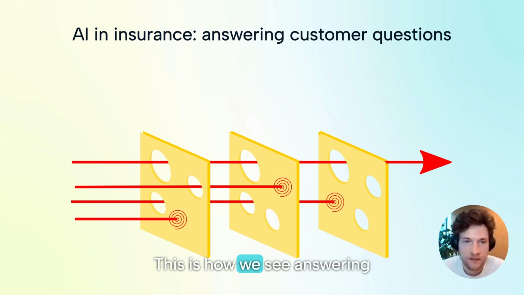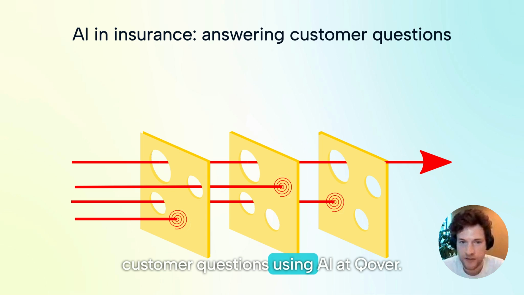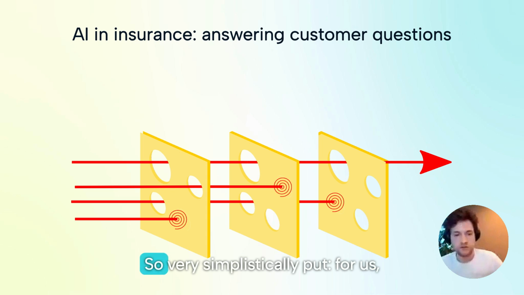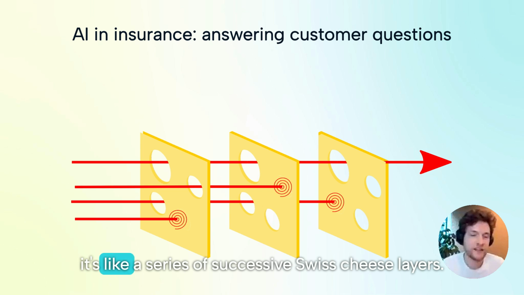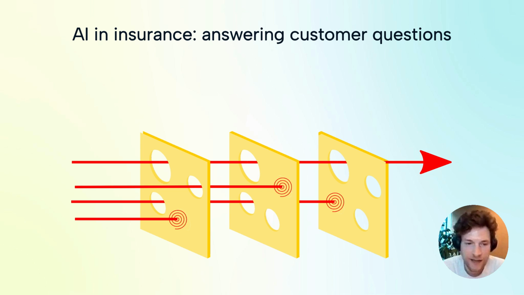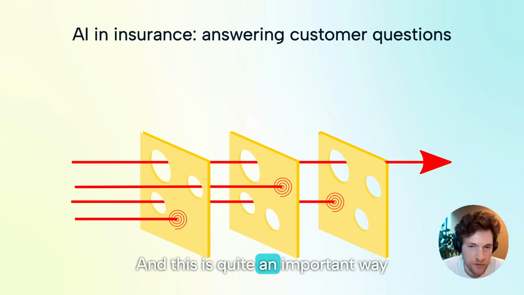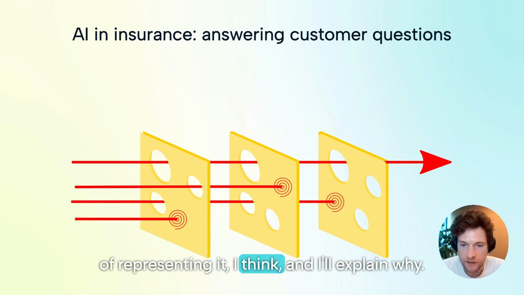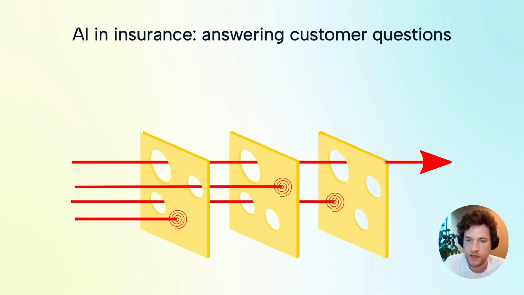This is how we see answering customer questions using AI at Qover. So very simplistically put, for us, it's like a series of successive Swiss cheese layers. And this is quite an important way of representing it, I think, and I'll explain why.